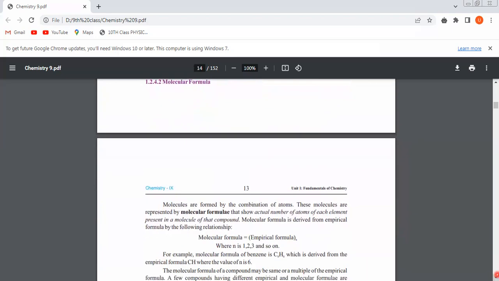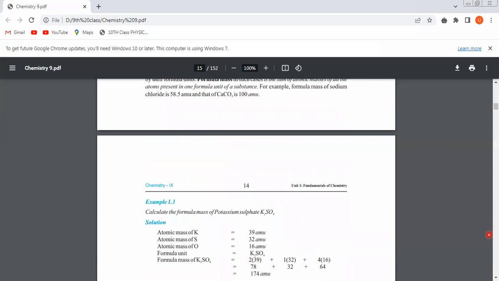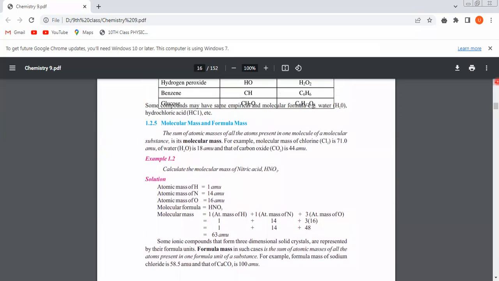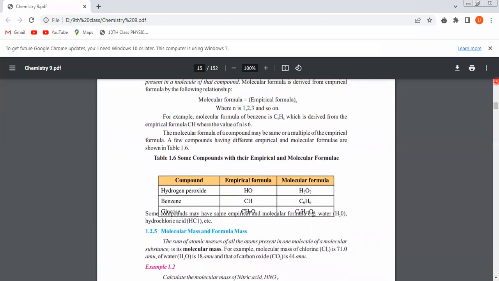Molecular formula. Molecules are formed by the combination of atoms. These molecules are represented by molecular formulas. The molecular formula of benzene is C6H6, which is derived from the empirical formula CH, where the value of n is 6. The molecular formula of a compound may be the same as or a multiple of the empirical formula. A few compounds having different empirical and molecular formulas are shown in the table. Hydrogen peroxide: empirical formula HO, molecular formula H2O2. Benzene: CH, C6H6. Glucose: empirical formula CH2O, molecular formula C6H12O6. Some compounds may have the same empirical and molecular formula, such as water H2O, hydrochloric acid HCl, etc.